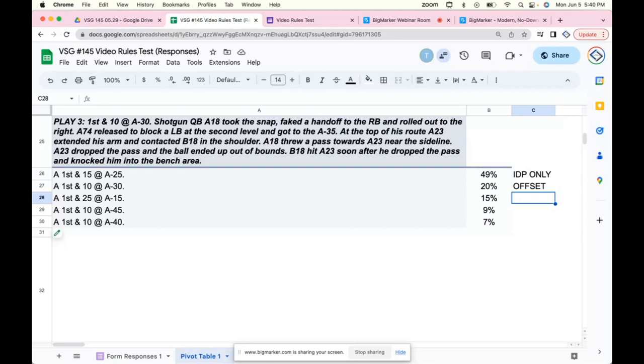What about if you went 1st and 25 at the A15? You're going OPI, and we don't know if you're going IDP, but we assume you're declining IDP, right? Correct, OPI only. Hopefully we got the IDP. 1st and 10 at the A45. That's UNR only. Correct. 1st and 10 at the A40. What the heck? Oh, that's IDP plus UNR. Live ball, dead ball. That's correct. Very interesting.